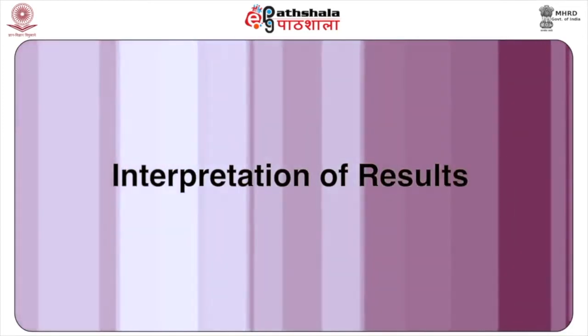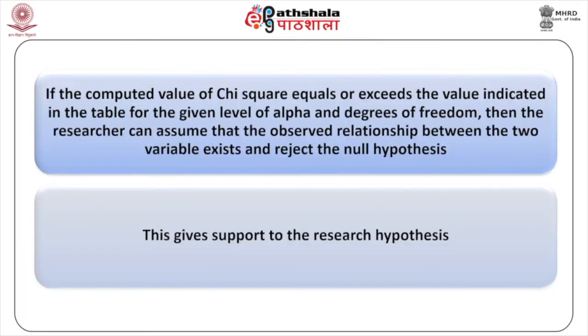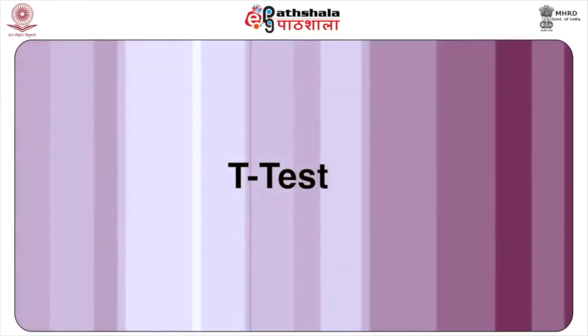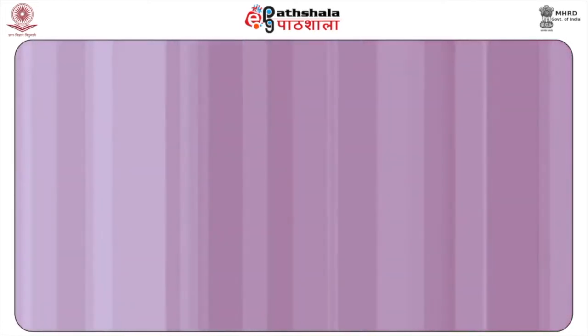Interpretation of the results. If the computed value of chi-square equals or exceeds the value indicated in the table for the given level of alpha and degrees of freedom, then the researcher can assume that the observed relationship between two variables exists and rejects the null hypothesis. This gives support to the research hypothesis. Next, we move on to discussing the t-test.